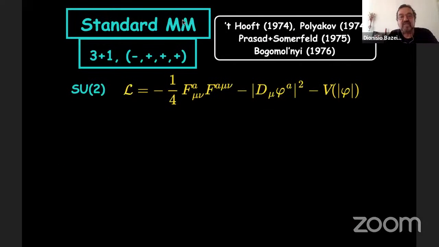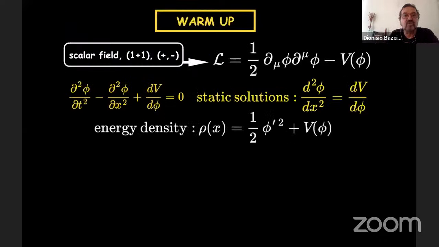The standard magnetic monopoles were studied in the middle of the 1970s by 't Hooft, Polyakov, Prasad and Sommerfield, and Bogomol'nyi, all very well known. The magnetic monopoles appear in 3+1 dimensions in the SU(2) model, but this is somewhat complicated. So I will make a warm-up using a very simple model with a single real scalar field, phi.